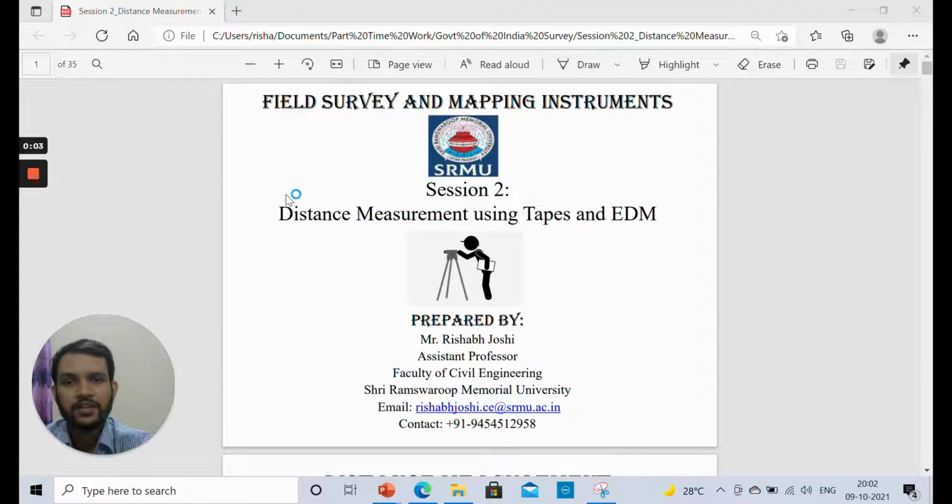Starting with distance measurement techniques using tapes and electronic distance measurement devices. Okay, so as we have discussed up till now, most importantly, for measurement of horizontal distances between 2 points, we can use either tapes or we can use electronic distance measurement devices. As we go forward, we will be discussing these in detail, but I will just give you a brief introduction about distance measurement also.